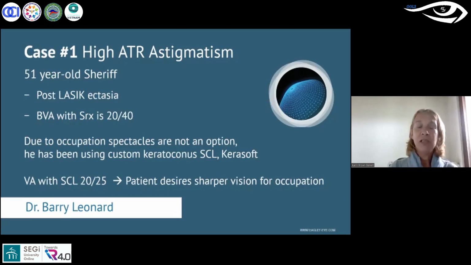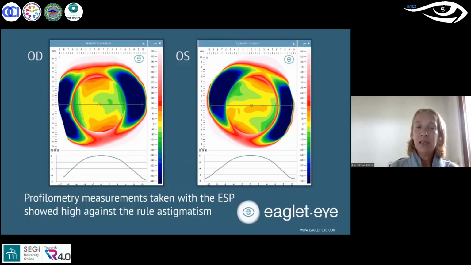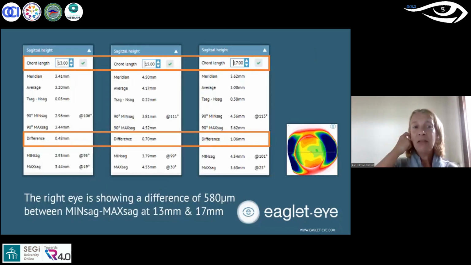So profilometry maps were taken with the ESP. It showed a high against-the-rule astigmatism. As we said earlier, you've got your two reference spheres. The blue is underneath, so it's below the reference sphere. Looking at different chord lengths here, you're looking at a chord length of 13, 15, and 17. As we mentioned earlier, the 13 is really where the haptic starts landing. 15 is what you need for centration of the contact lens. And then, of course, the chord length of 17 is the total diameter of the lens.